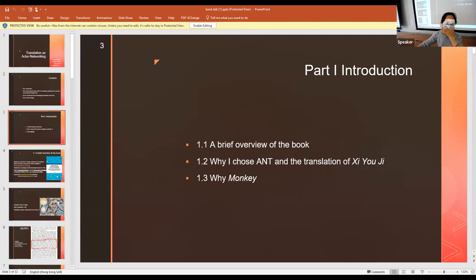So in this part, in part 1, I'd like to share some of my experience of doing the research, of how I ended up choosing ANT and studying Waley's translation of 西游记 rather than other translated versions. This kind of research experience is kind of personal, not universally applicable, but I hope it would give you some idea of what it will be like to do research applying actor network theory.